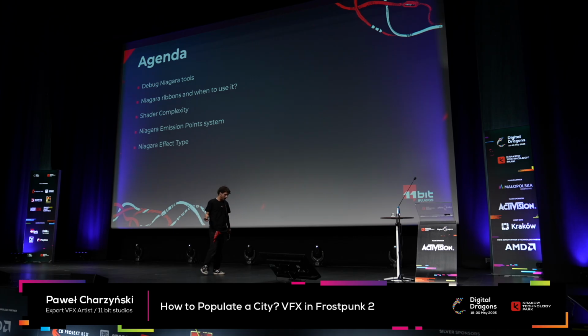If you don't know, Frostpunk 2 is a real-time strategy. We're building the city, so there's a lot of buildings, a lot of smokes. There's snow everywhere around the city, so we had to do some stuff to make it look as good as it is. We will talk about Niagara effect types, so culling, frustum culling, distance culling, stuff like that.